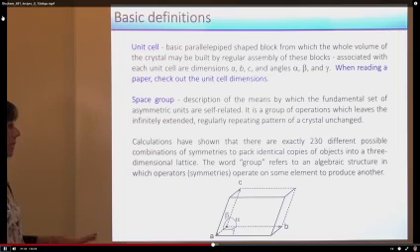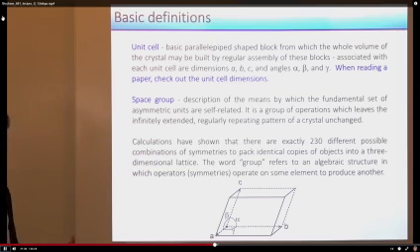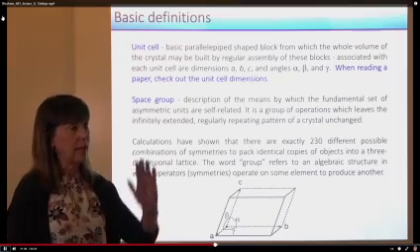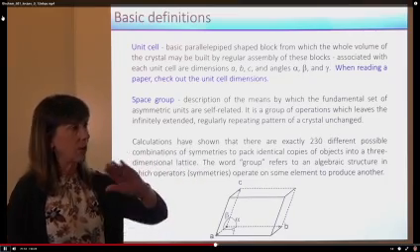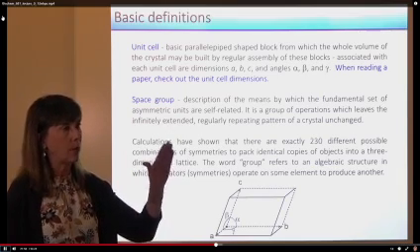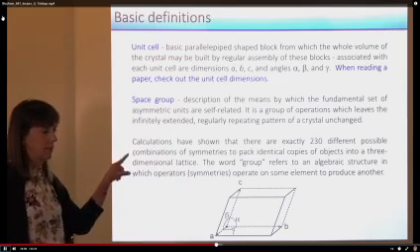Now, we have calculations, not we. We know from calculations that there are exactly 230 different possible combinations of symmetries that can pack identical copies of objects into a 3-dimensional lattice. 230. And in fact, I forgot to bring down the book. It's in International Tables for Crystallography. There's the 230 space groups there. They tell you what the symmetry properties are. It's everything you want to know. Right? There's 230 different ways.